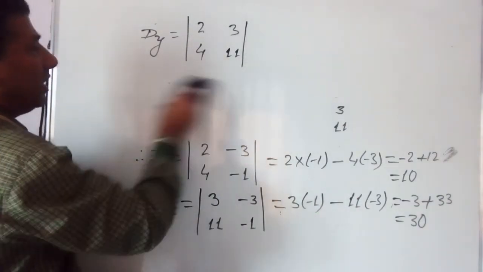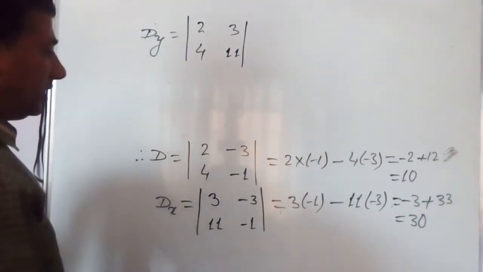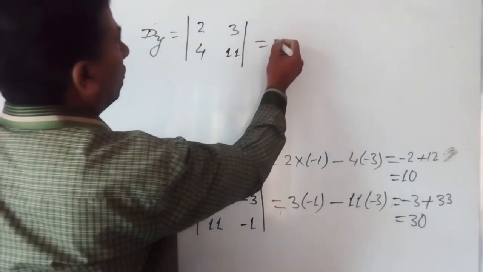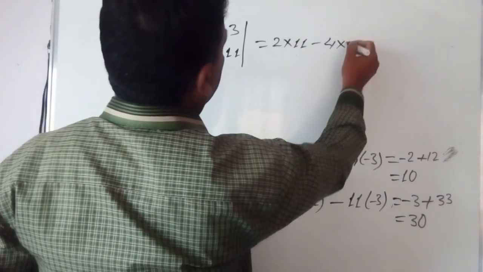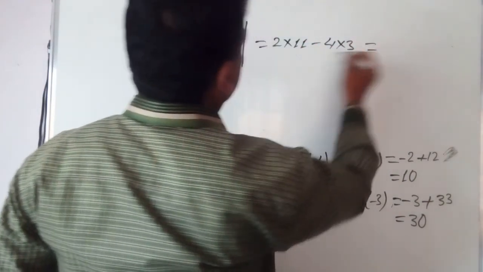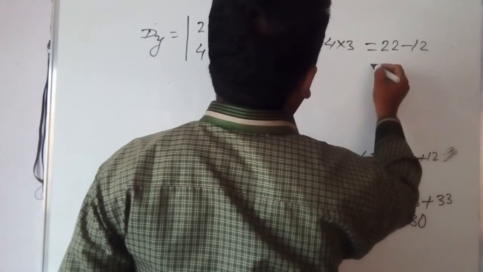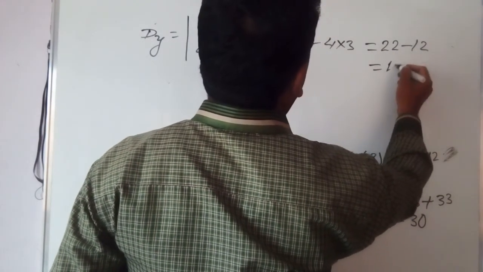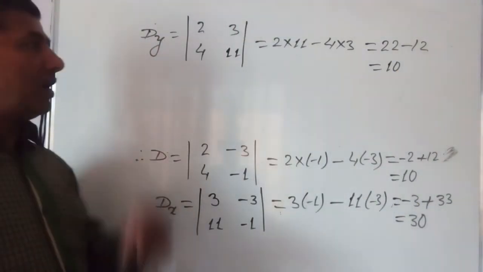In this way we have to find dx, dy and d. Very easy. Now simplify it. 2 times 11 minus 4 times 3. This is 22 minus 12, which gives the value 10. Now we found the value of D, dx and dy.